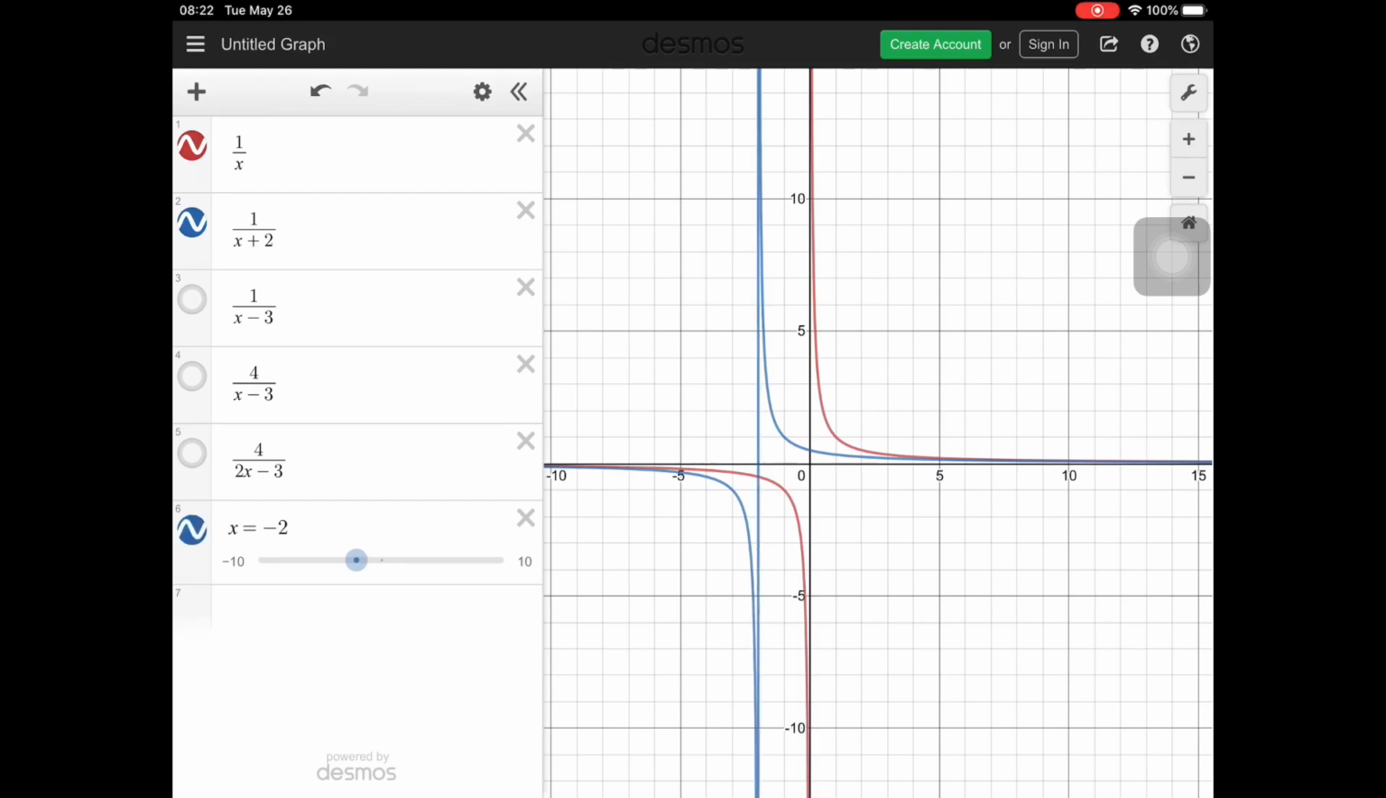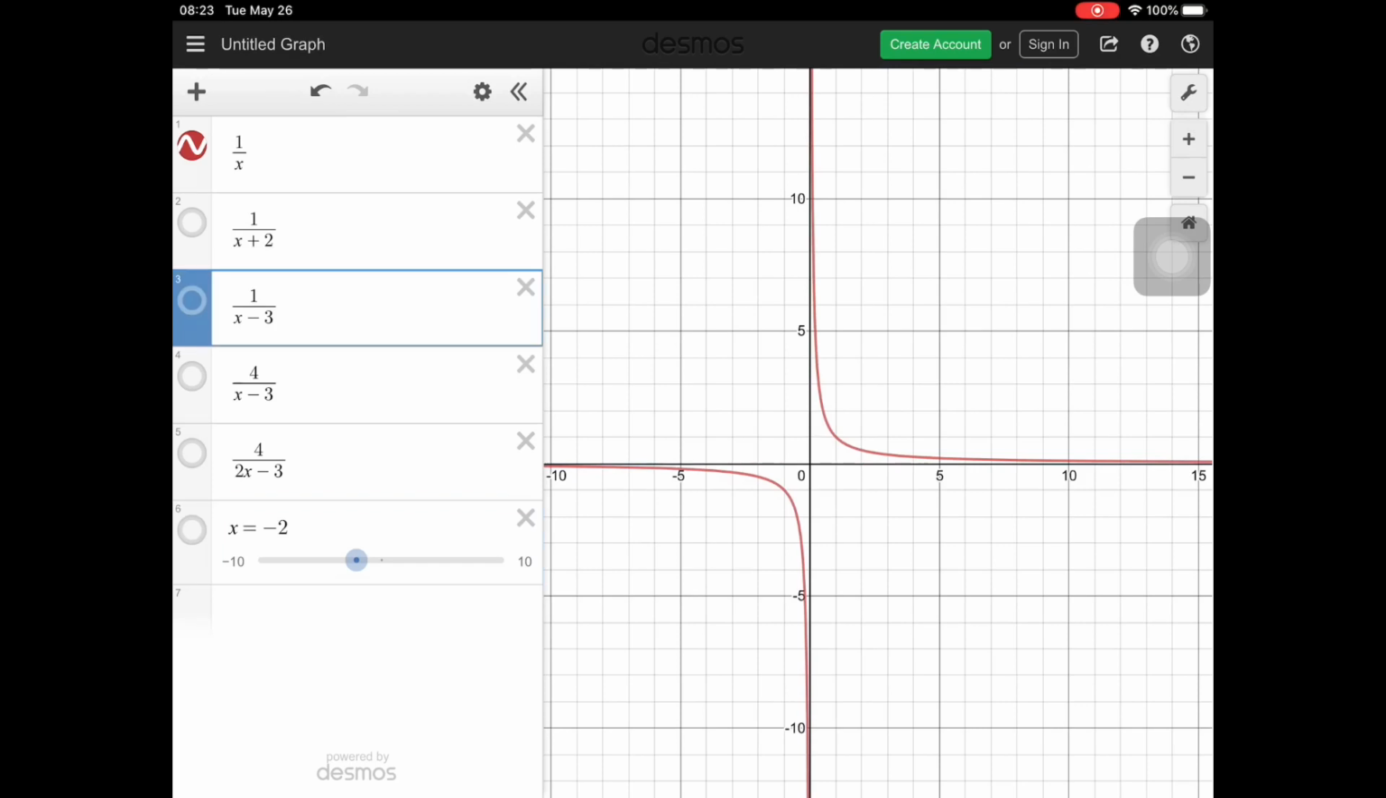If I change the color, let's do a plotted line, orange. You see that the vertical asymptote is now at x equals -2 instead of being on the y-axis, which is x equals 0, right? So that's what we're having right now. If I plot the third one, you see that now the vertical asymptote is at x equals 3, so we're moving 3 units to the right, and so on, okay?